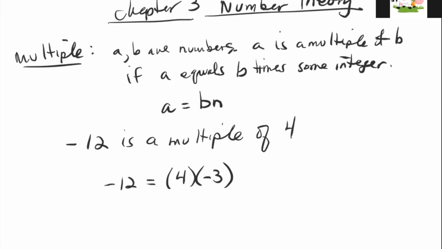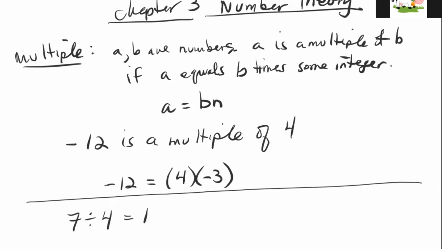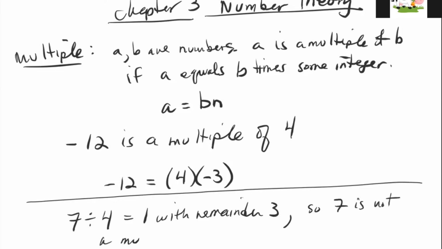We also say that A is a multiple of B if A can be divided by B with 0 remainder. So if you divide 7 by 4, it's not going to go in evenly. You could say 7 divided by 4 is equal to 1 with remainder 3. So 7 is not a multiple of 4. You're probably already very familiar with this, knowing which numbers are multiples of which. If you cannot divide a number evenly into a larger number, then the larger number is not a multiple of the smaller number.